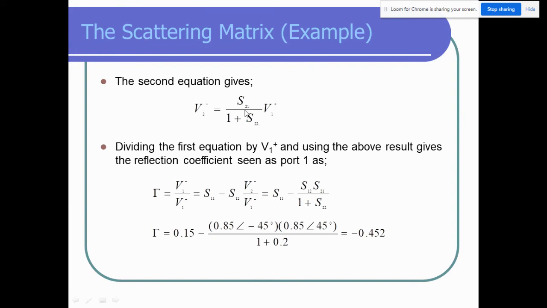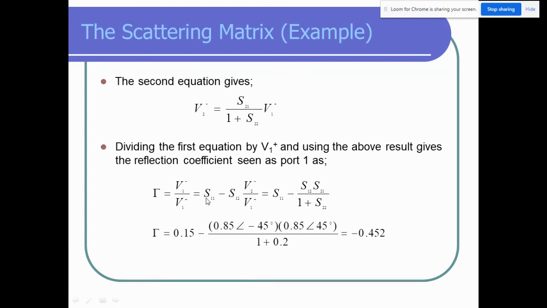So now we know the values here. If we put this one here, V2 minus divided by V2 plus is actually the reflection coefficient. So this one is equal to S11 minus, try to see, S11 minus this one. So from here actually we are getting this one.